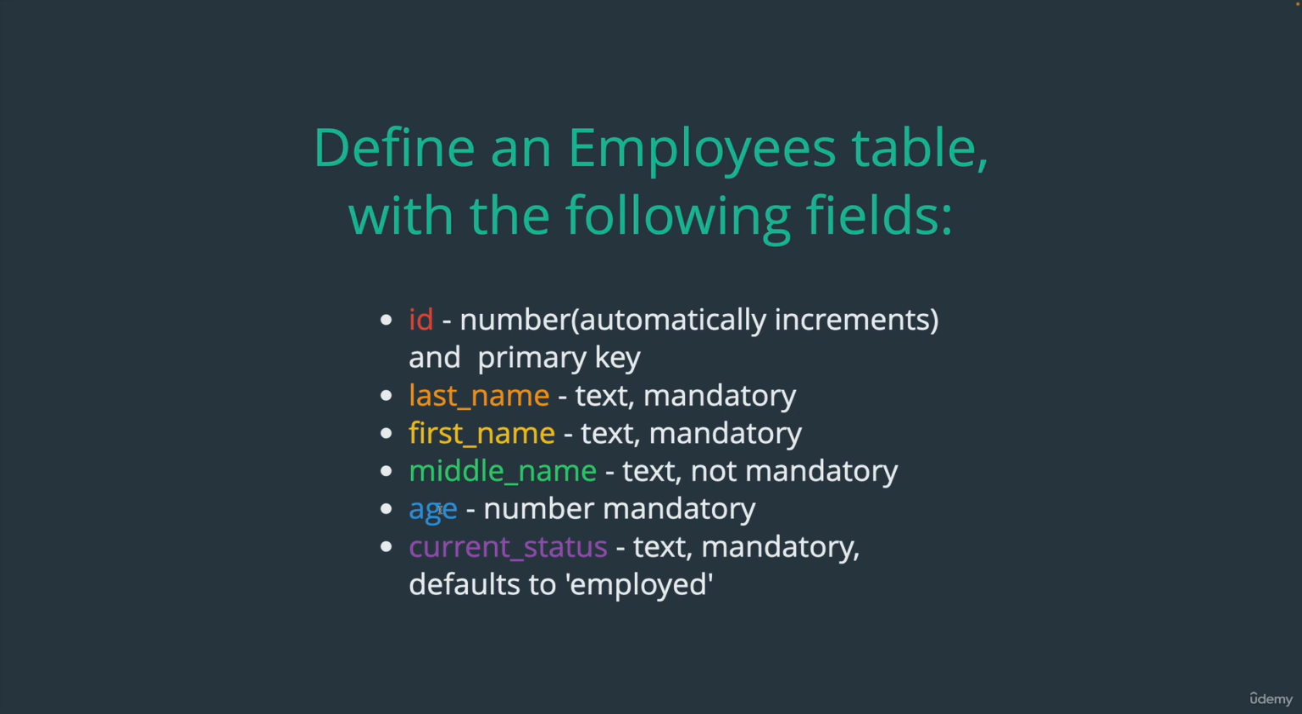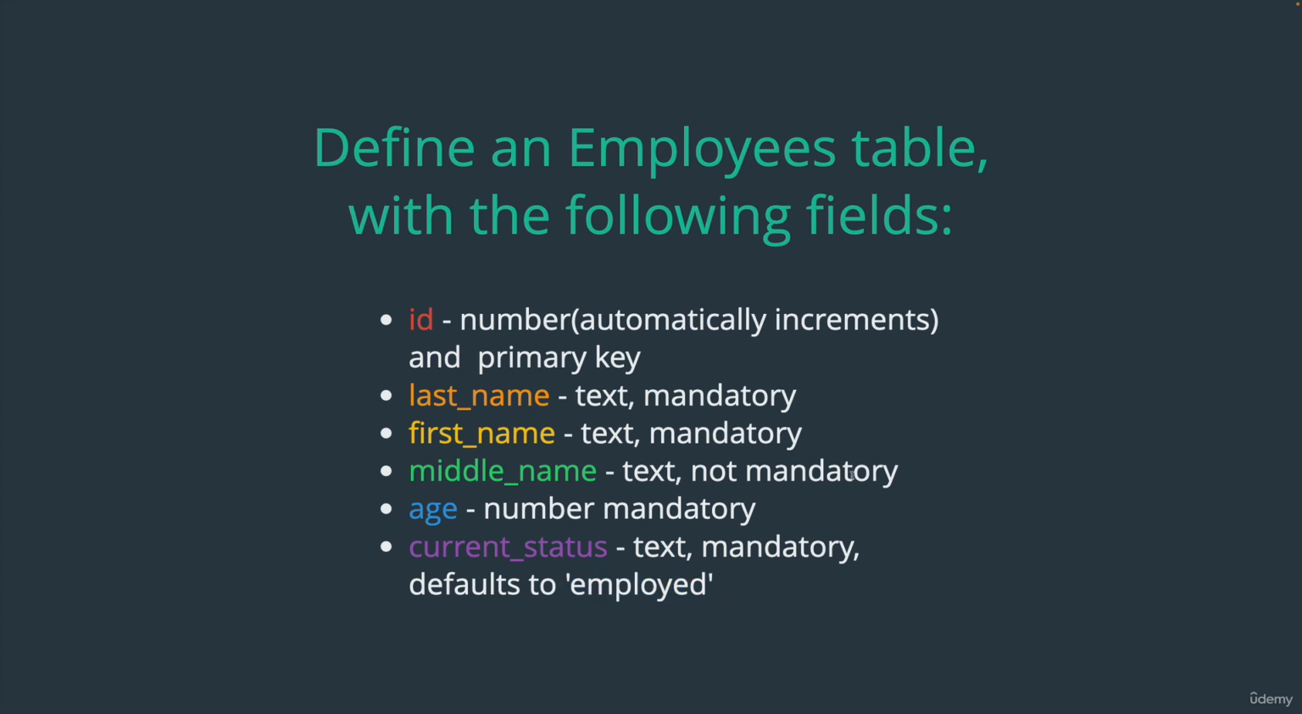And then we have age. Age is also a number. We only know integer, so it's an integer for now, and it is required. And then current status would be if the employee is currently employed by us, if they are a contractor, if they have been let go, if they're on paid leave or something. But it is text. It is required. It's mandatory. It cannot be null. But it will have a default value of employed.